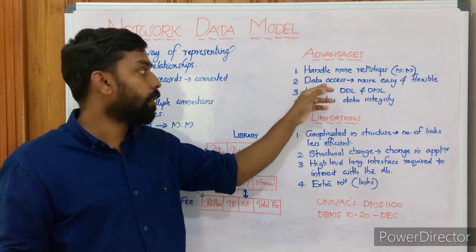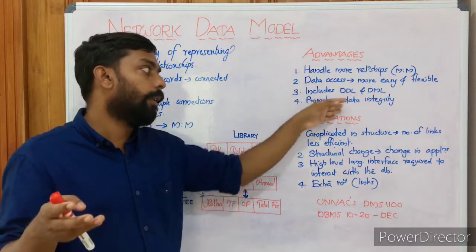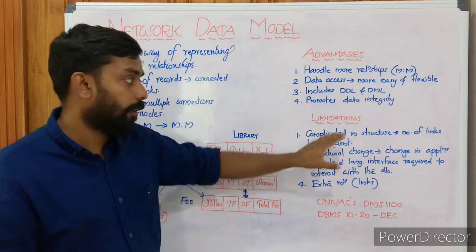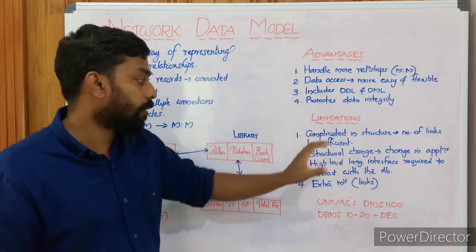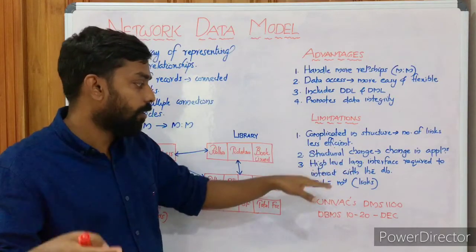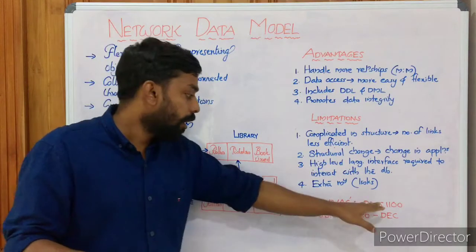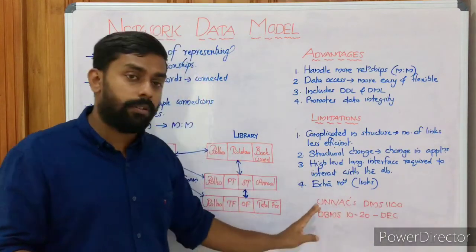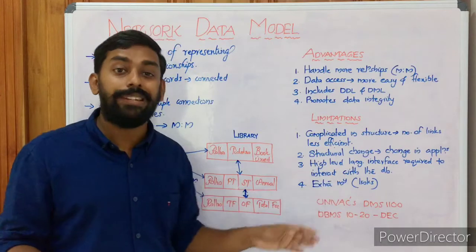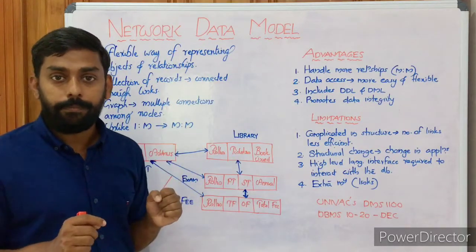Advantages: it handles more relationships, data access is very easy and flexible, it includes DDL and DML, and promotes data integrity. Limitations: it is complicated in structure, which makes it less efficient, structural change needs a change in the application, a high level interface is required for interacting with the DB, and extra memory is needed. UNIVAC's DMS 1100 and DBMS 10 to 20 DEC are examples of the network data model.